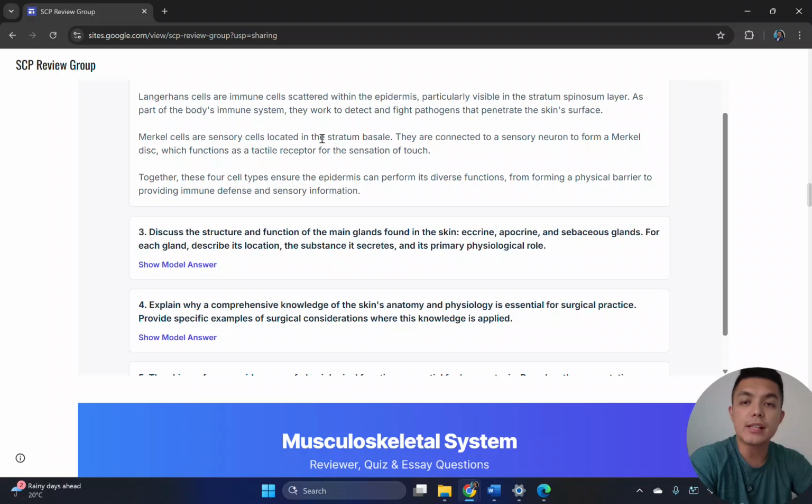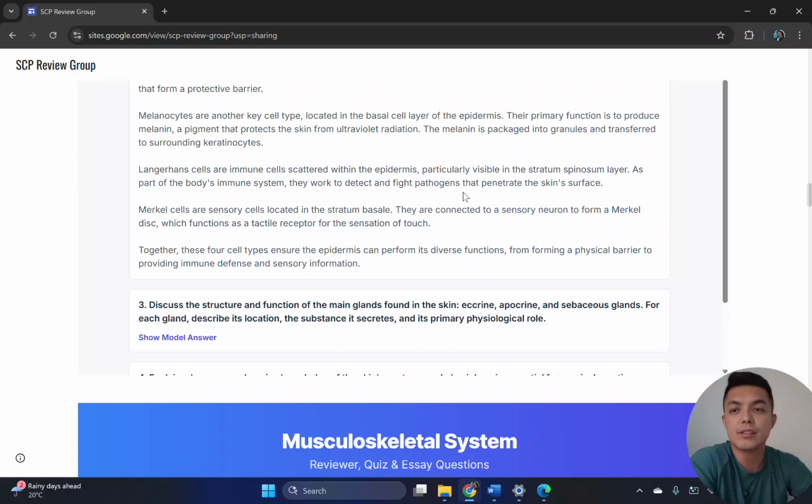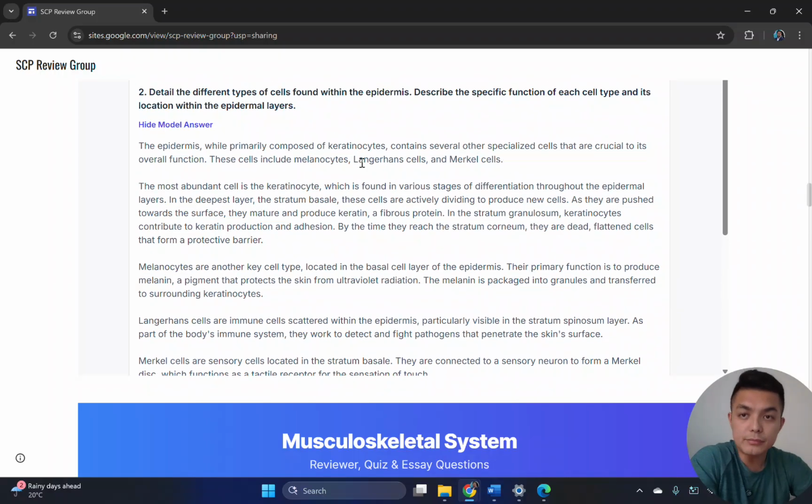Merkel cells are sensory cells located in the stratum basale. So that's what cell is that again? The Merkel cells. They are connected to a sensory neuron to form a Merkel disc, which functions as a tactile receptor for the sensation of touch. And together, these four cell types ensure the epidermis can perform its diverse functions, from forming a physical barrier to providing immune defense and sensory information. So there you go. That's the different types of cells found within the epidermis.